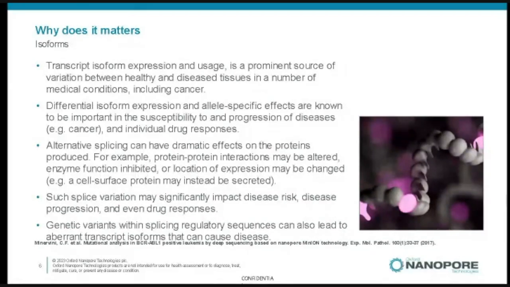Number three, alternate splicing can have dramatic effects on the proteins produced. For example, protein-protein interactions may be altered, enzyme function inhibited, or location of expression may be changed. So a cell surface protein may instead be secreted. Number four, such splice variation may significantly impact disease risk, disease progression, and drug response. And last but not least, genetic variants within splicing regulatory sequences can also lead to aberrant transcript isoforms that can cause disease.